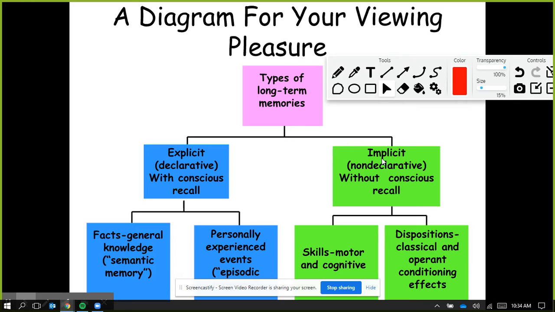Am I lagging right now? No? Okay, it's lagging on mine. For some reason, as soon as I start Screencastify, everything slows down.